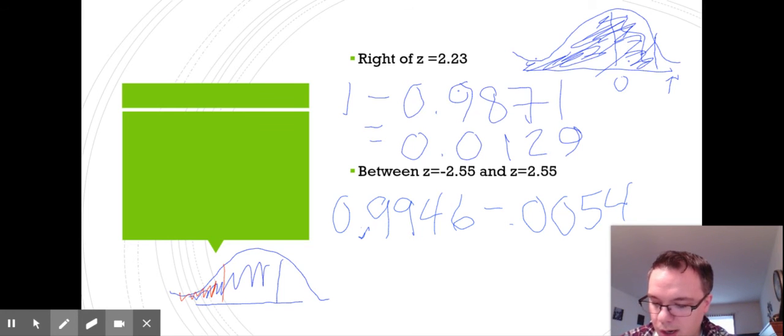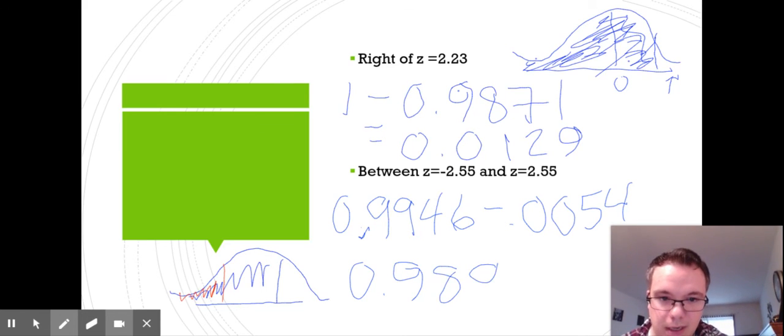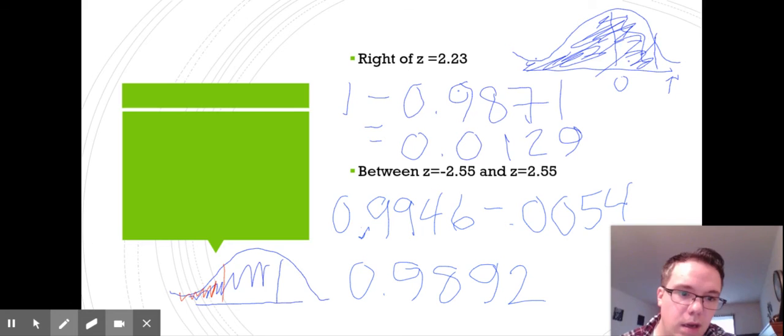So if we subtract those two probabilities, we're going to get the probability in between. And so our probability, or the proportion of the area in between here, is 0.9892. So that means 98.92% of our data is in between those two values, which does make sense because remember, between 3 standard deviations is 99.7. So this should be pretty close.